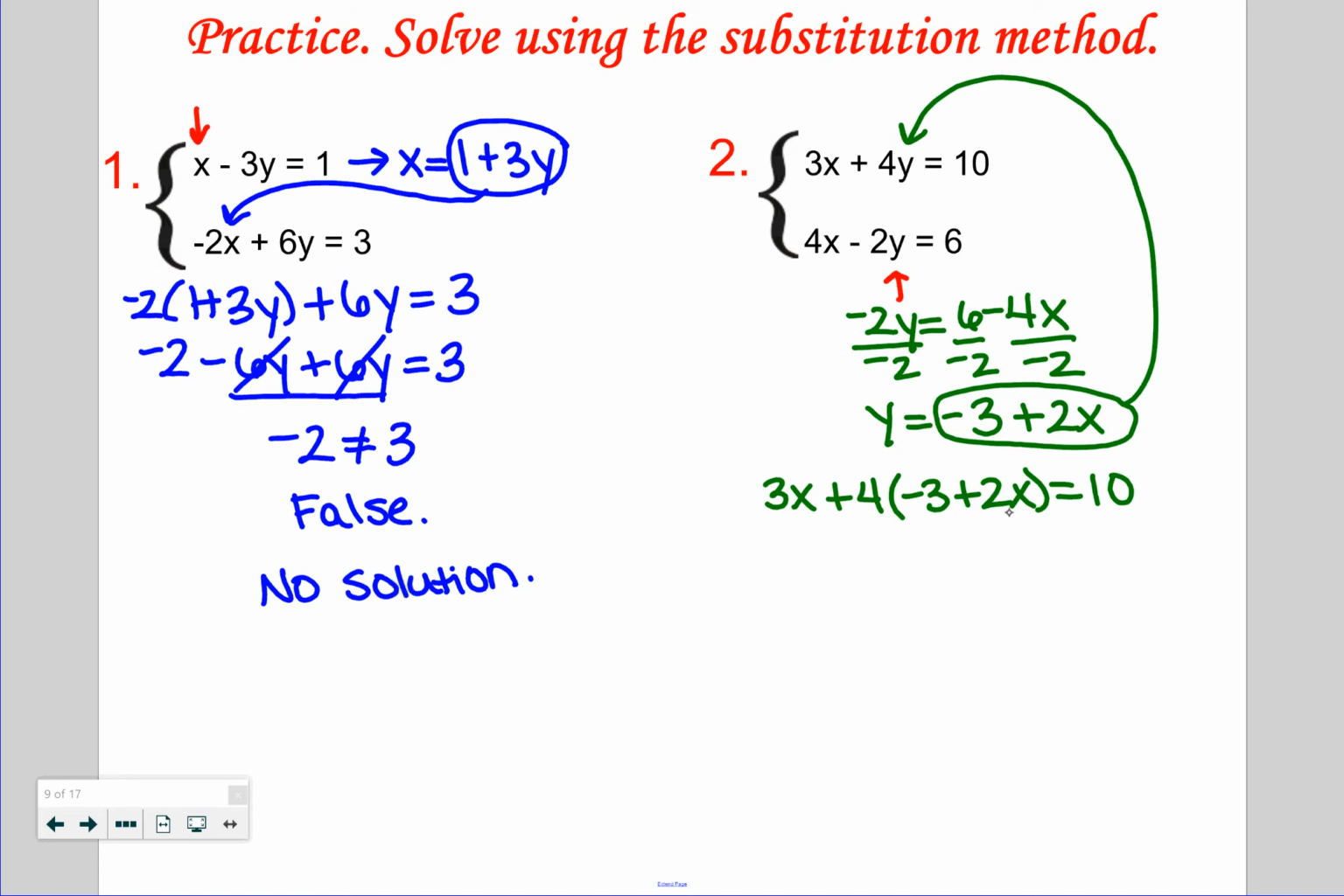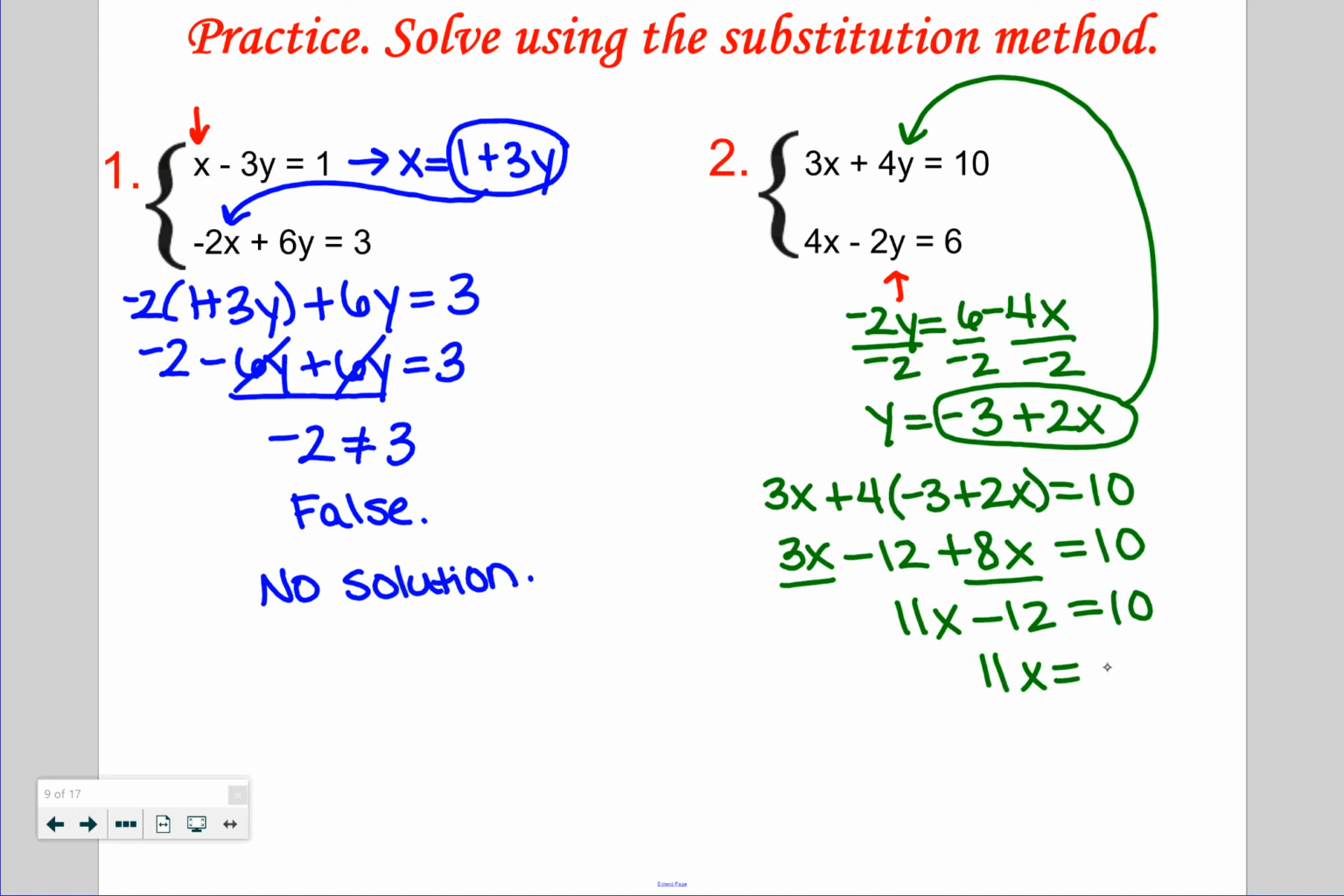And the first step to solving this is we distribute. So I'll have a minus 12 plus 8x. Combine like terms, 3x and 8x give me 11x. Then I'm going to add 12 to both sides, so 11x equals 22. And then divide both sides by 11. I'm going to get x equals 2.